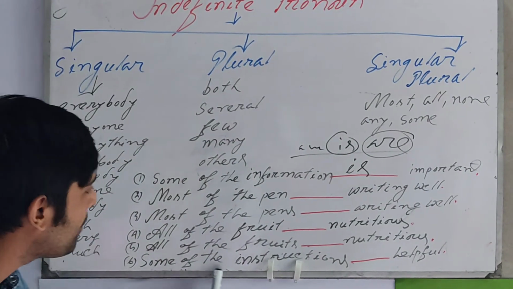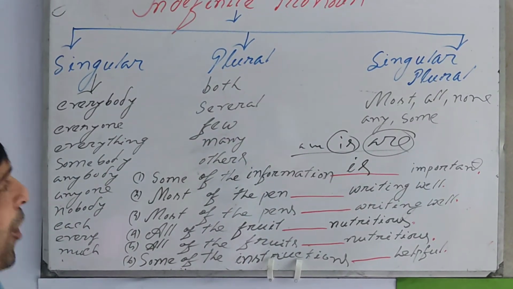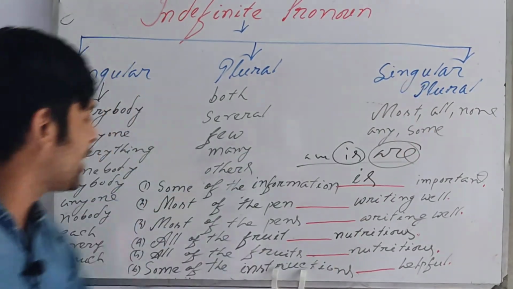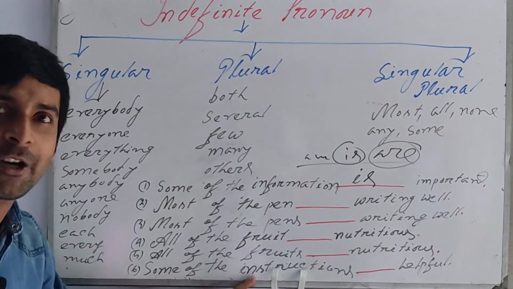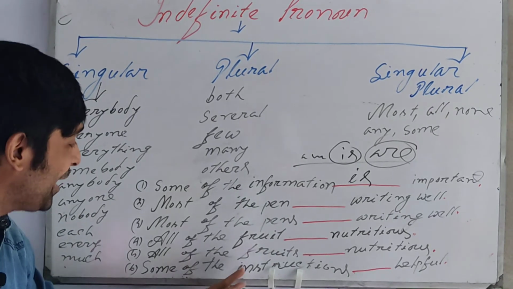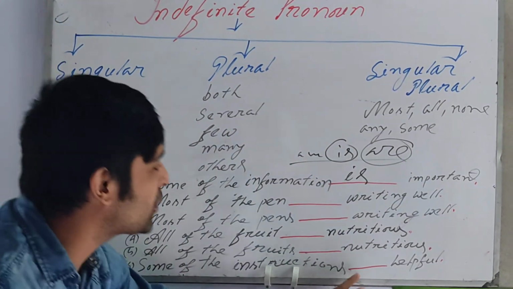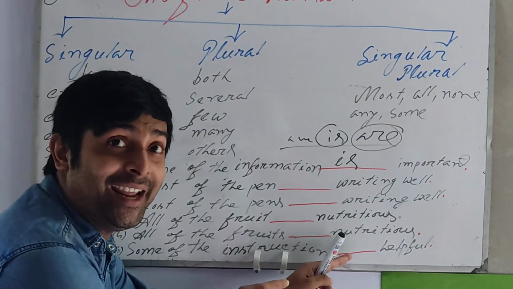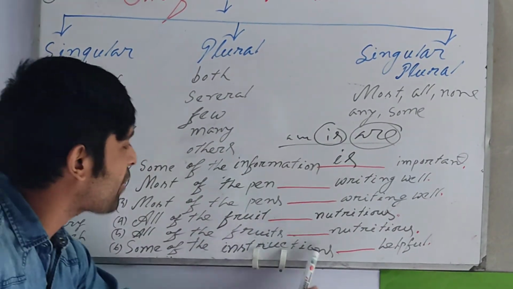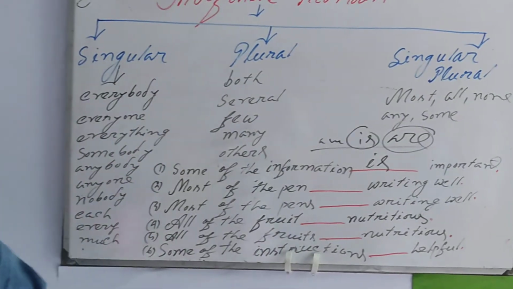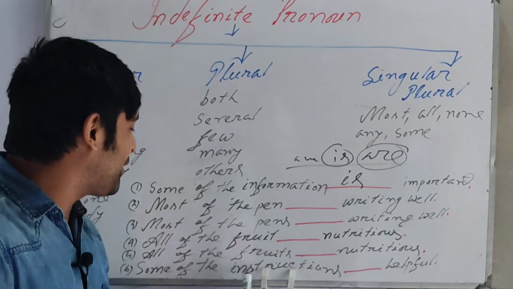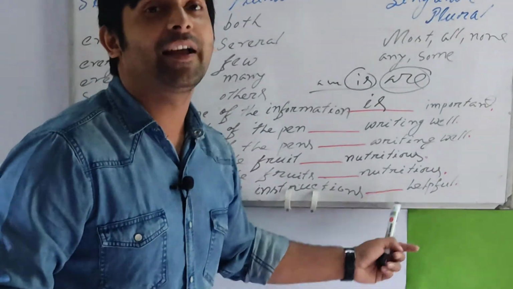Next one, some of the instructions. Where is some? Oh yeah, some is here. That can be used in two ways, as a singular and a plural subject. Okay, some of the instruction, if it gets a singular subject, of course the verb will be singular. If it gets a plural subject, of course the verb will be plural. So some of the instructions is helpful or are helpful. Yes, you are absolutely right. I think you got the answer. Some of the instructions are helpful.